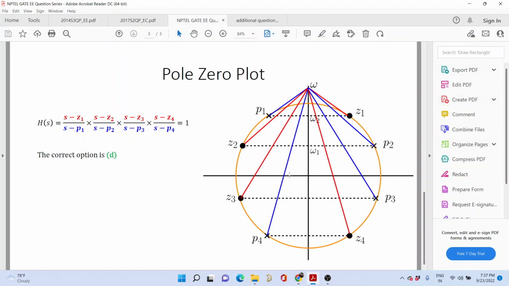So what you see is this blue line has a length which is equal to this red line, and that is true for all the blue and the red lines. This line has a magnitude equal to this line. This line has a magnitude equal to this line. This line has a magnitude equal to this line. So if we find the magnitude of this expression, the magnitudes of the denominator and the numerator will cancel out each other. So you end up getting H(S) equal to 1. Okay, so the correct option should be D.